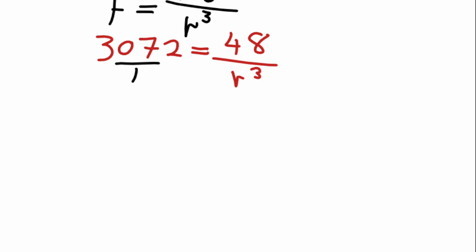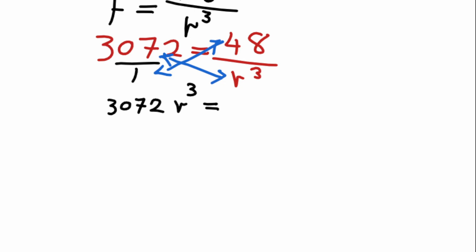This is a denominator of 1, right? We can just add 1 there to make it easier. So cross multiply. That means 3072 r cube is equal to 48 times 1, which is 48.